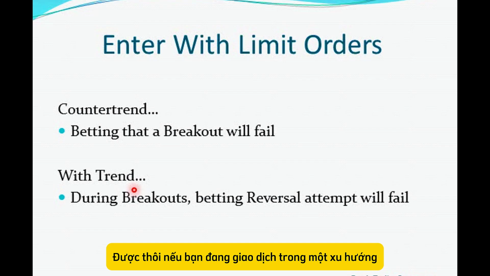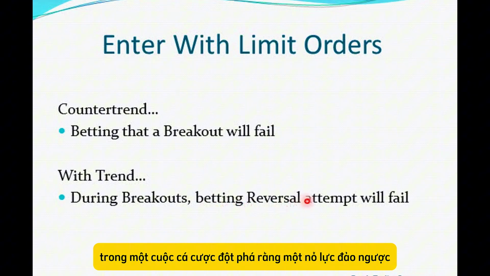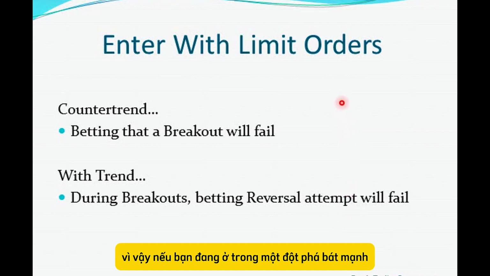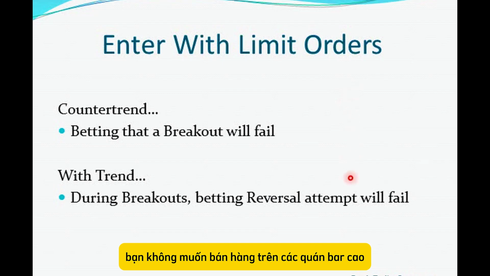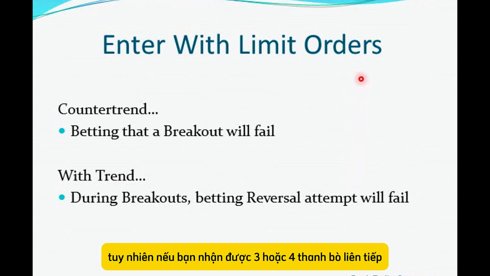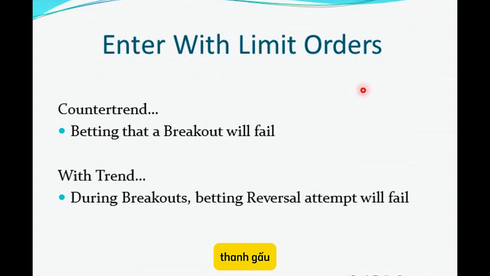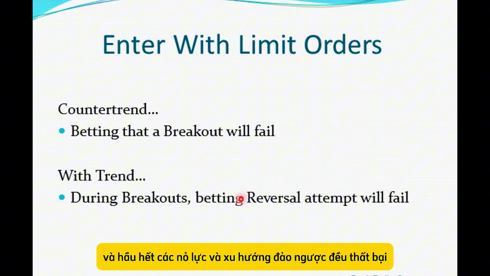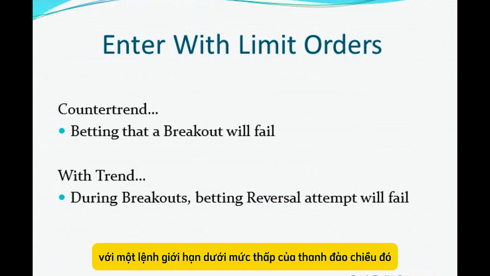Okay, if you're trading during a trend, during a breakout, betting that a reversal attempt will fail is much better, right? So if you're in a strong bull breakout, you don't want to be selling above the highs of bars. However, if you get 3 or 4 consecutive bull bars and then a bear reversal bar, you can place a limit order at the bottom of that bear bar because that bear bar is an attempt to reverse a strong trend, and most reversal attempts in trends fail. So you can take that bet. So you can buy with a limit order below the low of that reversal bar.